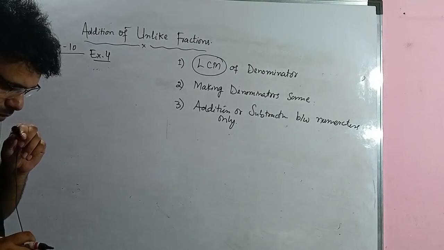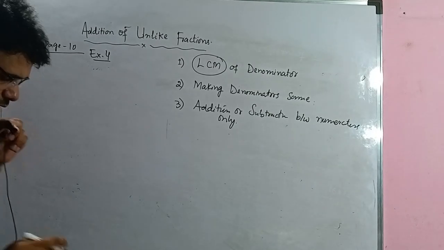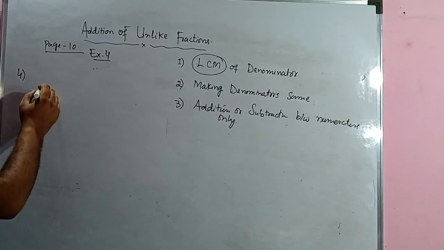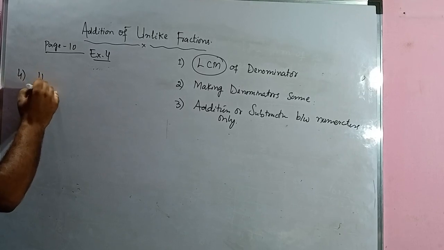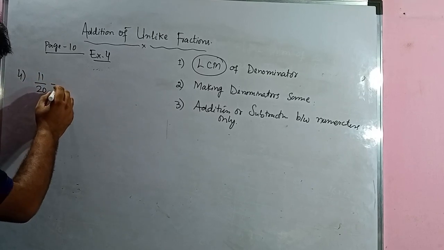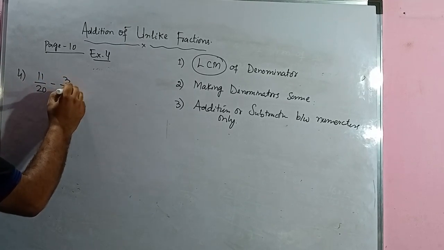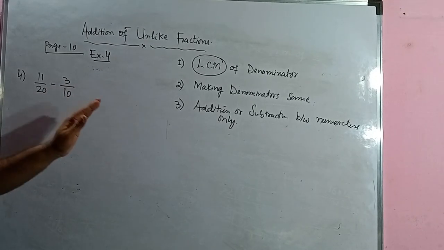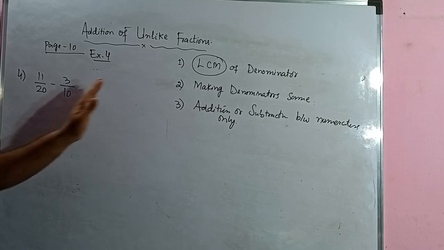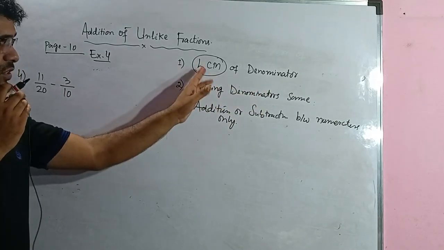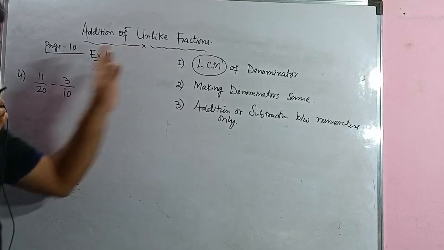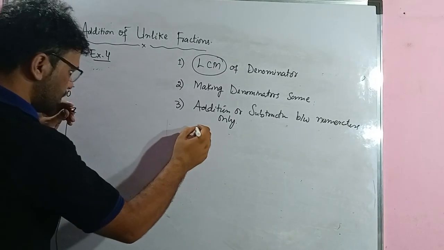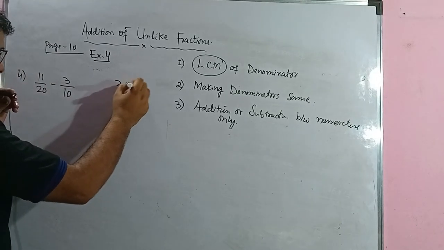I will take the first example, I will take the fourth one. The fourth one is 11 by 20 minus 3 by 10. These are not like fractions, these are unlike fractions. So first thing is, we will try to make the denominator the same. How? First we will find the LCM of denominators. How to find the LCM of denominators? You can see I will write here 20, 10.